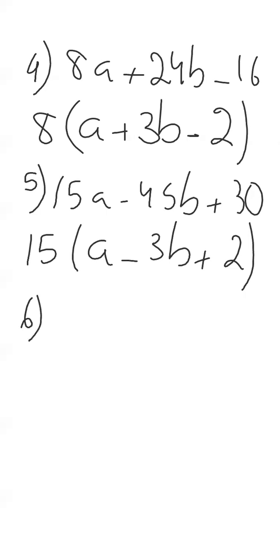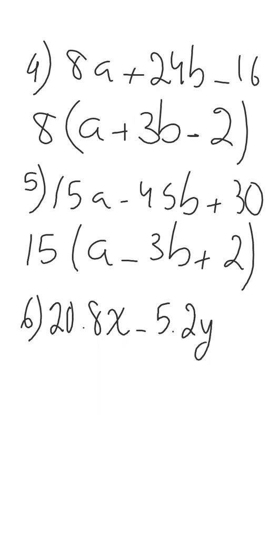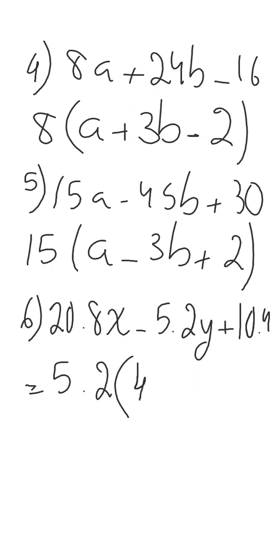Finally, the last one, part 6. 20.8x minus 5.2y plus 10.4. 5.2, yeah, exactly. So it's 5.2 as a common factor. If you divide 20.8 in your calculator by 5.2, you get 4x, minus y because we took 5.2, and 10.4 divided by 5.2 is what finally? 2.